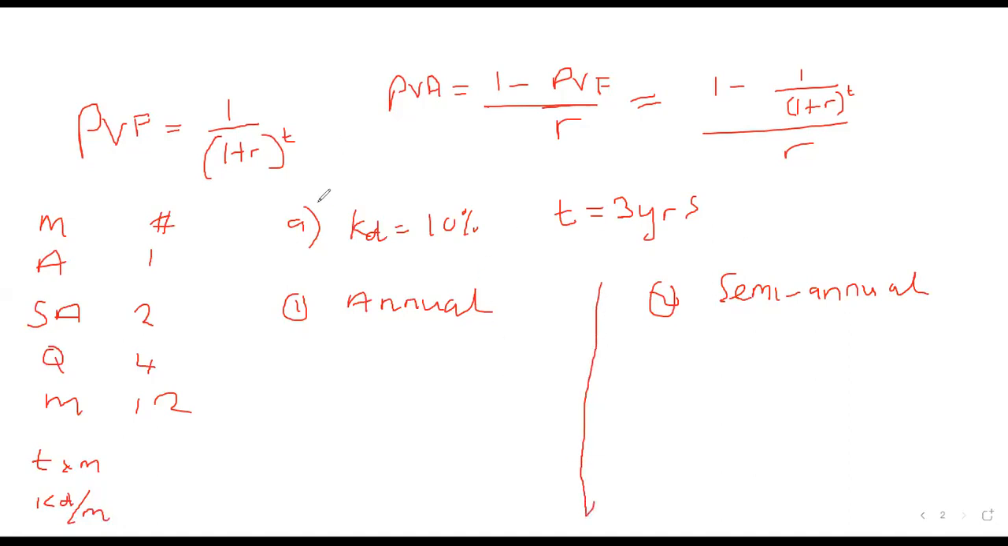So the interest for 3 years, the present value factor for 3 years is 1 over 1 plus r to the power time. Time is 3 years. So it's going to be 1 over 1.1 to the power 3.